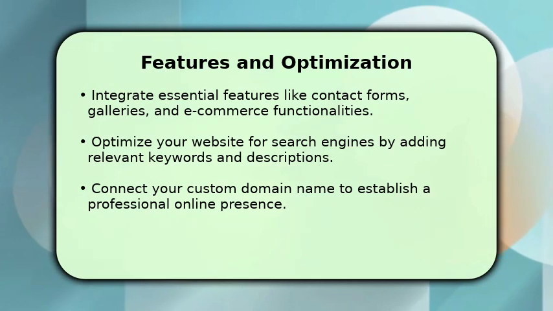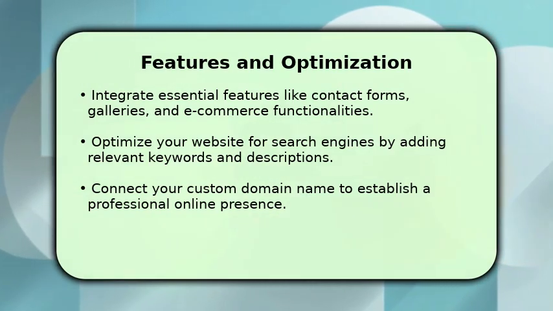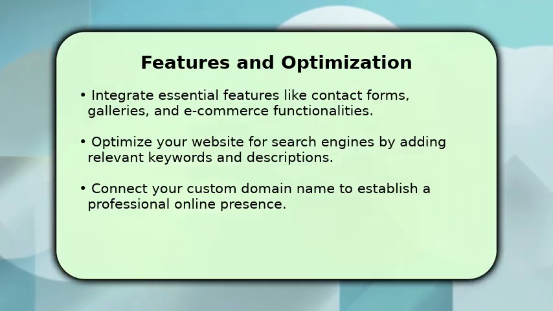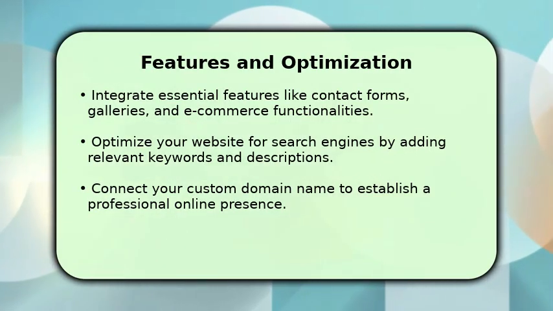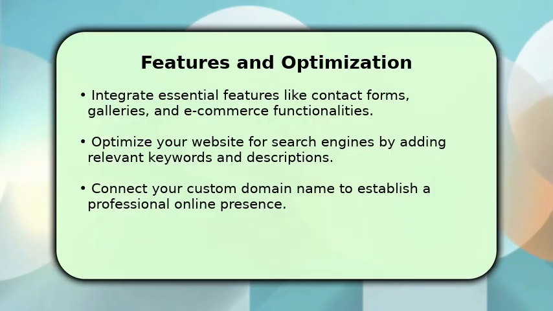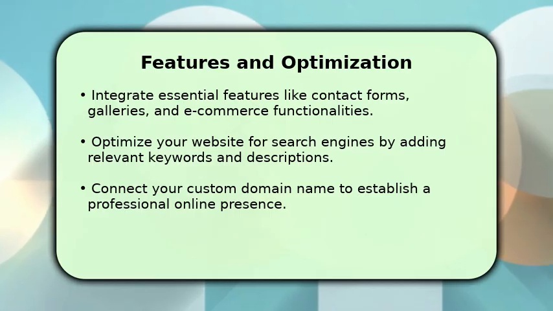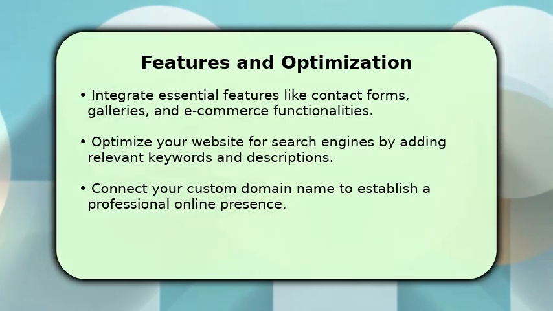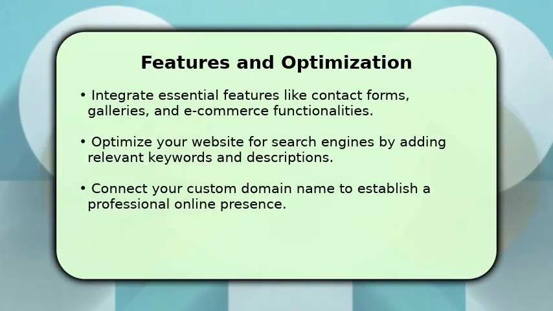Next, we will enhance your website with powerful features and optimize it for visibility. Integrate essential functionalities such as contact forms, image galleries, and even e-commerce capabilities if you are selling products. Optimize your site for search engines by incorporating relevant keywords and compelling descriptions, helping people find you online. Finally, connect your custom domain name to give your website a professional and memorable address. Jimdo provides many tools to help you succeed.